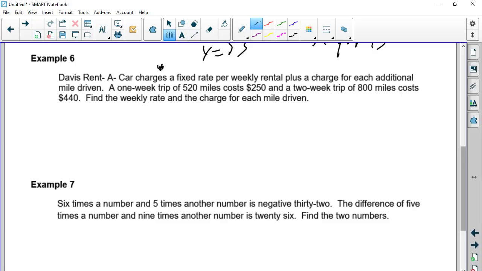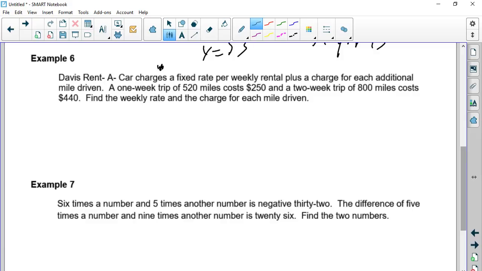Davis Rent Car charges a fixed rate per weekly rental plus a charge for each additional mile driven. A 1-week trip of 520 miles costs $250, and a 2-week trip of 800 miles costs $440. Now, this is a different setup. Okay? This is comparing two value lines, basically.